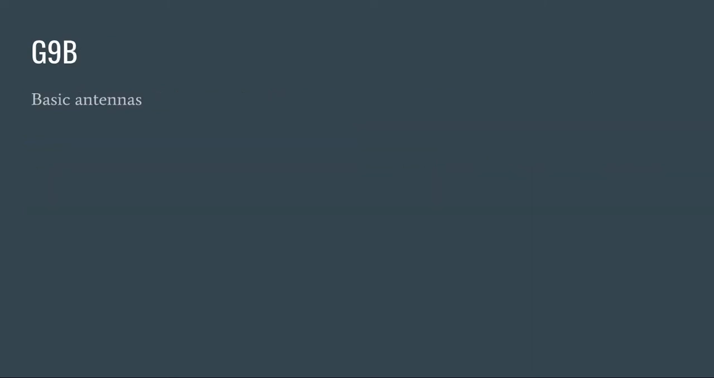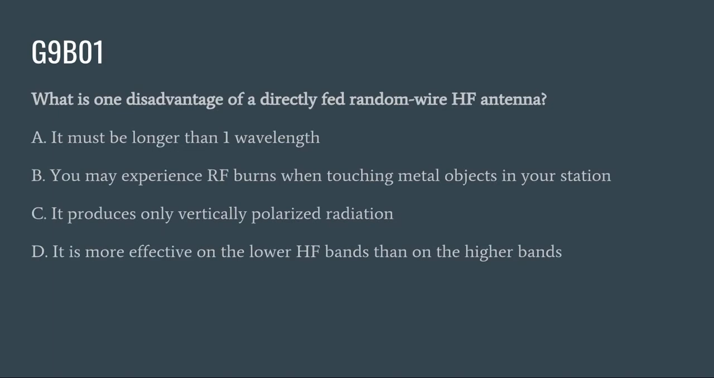G9B, covering basic antennas. G9B01 says, what is one disadvantage of a directly fed random wire HF antenna? A. it must be longer than one wavelength. B. you may experience RF burns when touching metal objects in your station. C. it produces only vertically polarized radiation. Or D. it is more effective on the lower HF bands than the higher bands. Correct answer is B. you may experience RF burns when touching metal objects in your station.